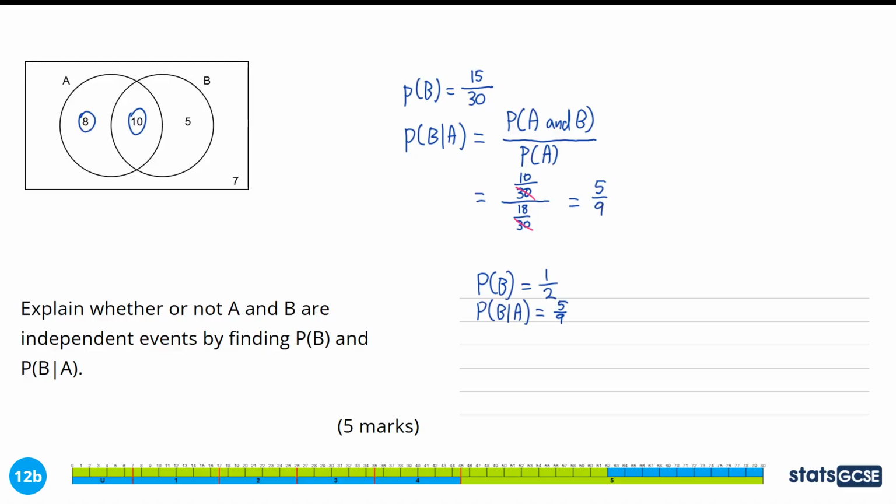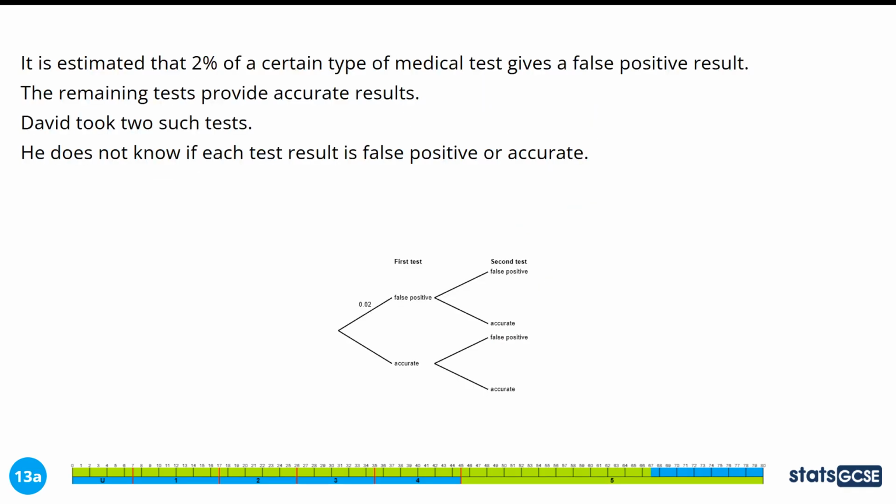So the probability of B given A is 5 over 9. The question asks whether A and B are independent events. So we'll need to write a conclusion to this: that A and B are not independent because the probability of B does not equal the probability of B given A, and they would need to be equal if A and B were independent.